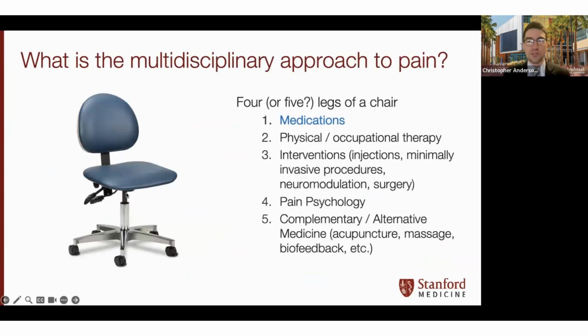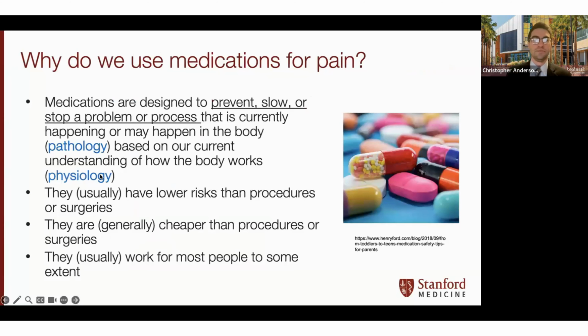Now, when we talk about the multidisciplinary approach, we frequently talk about the 4 or maybe 5 legs of a chair. We have medications, physical and occupational therapy interventions like injections, minimally invasive procedures, neuromodulation like spinal cord stimulators, and also surgeries. We also very frequently utilize our excellent pain psychologists to assist patients in learning how to cope with experiencing chronic pain. And then finally, we will sometimes recommend complementary or alternative treatments as well. As this is a talk on antidepressant medications, we'll spend the majority of our time focusing on number 1 here, but I just wanted to keep the framework for our overall approach.